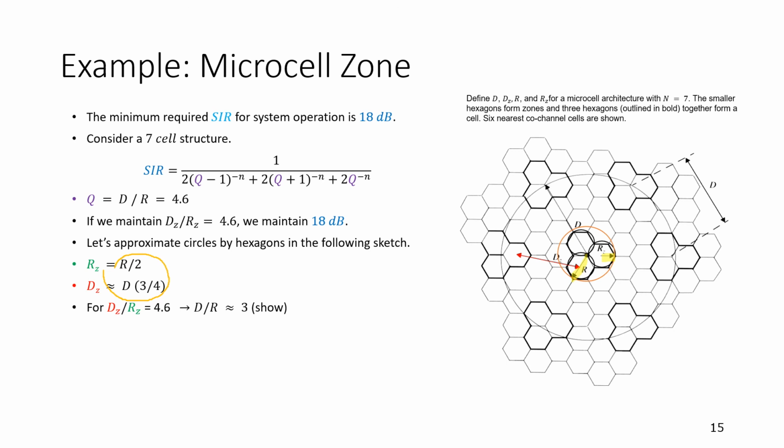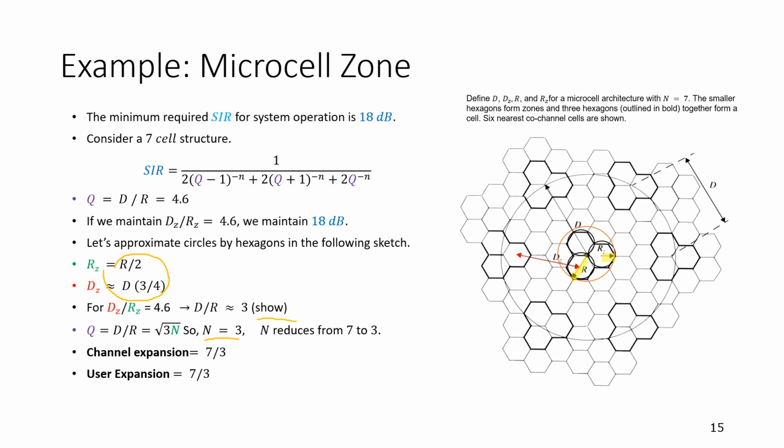So if you solve for D over R from these two equations, you'll find that D over R should equal approximately 3. I'll leave this for you to show, but it's straightforward from these two equations. Now Q, which is equal to D over R, and we know for hexagonal the square root of 3N will get you N equal to 3, which means now we have reduced the requirement from 7 to 3 with the microzone. So the channel expansion is 7/3, and the user expansion is also 7/3. The reason for maintaining the channel expansion and user expansion is that there is no sub-trunking here.